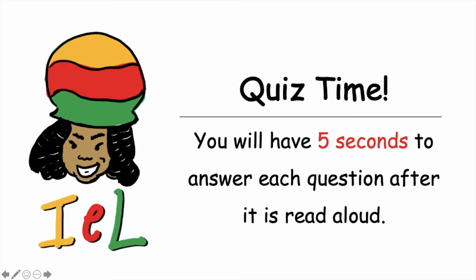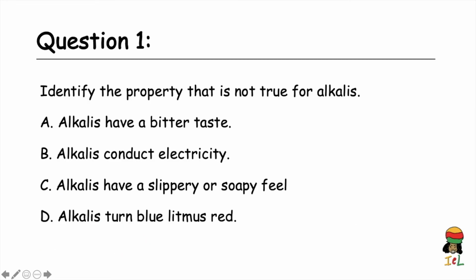It's quiz time. You have 5 seconds to answer each question after it is read aloud. Question 1. Identify the property that is not true for alkalis. A. Alkalis have a bitter taste. B. Alkalis conduct electricity. C. Alkalis have a slippery or soapy feel. D. Alkalis turn blue litmus red.